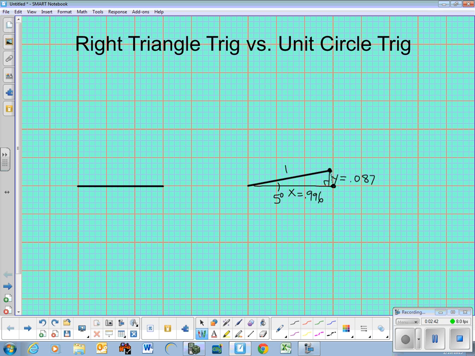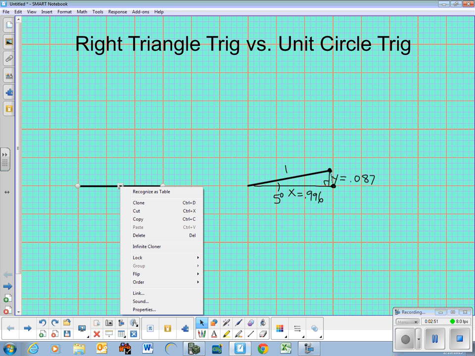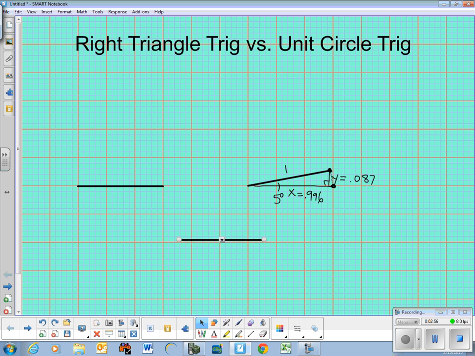Okay, so this is just one example. That 5 could be any amount of degrees. All right, let's put that one on hold for a minute, and let's do another copy of this and get another degree, see what its x's and y's are like. So I'm going to take this side and let's keep it at 1, but let's make it 10 degrees. I'm going to make a right triangle. Let's call this 10. This is still 1.